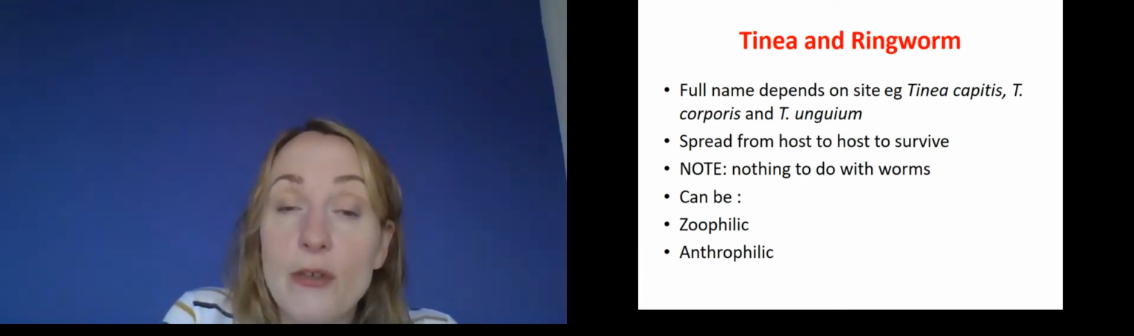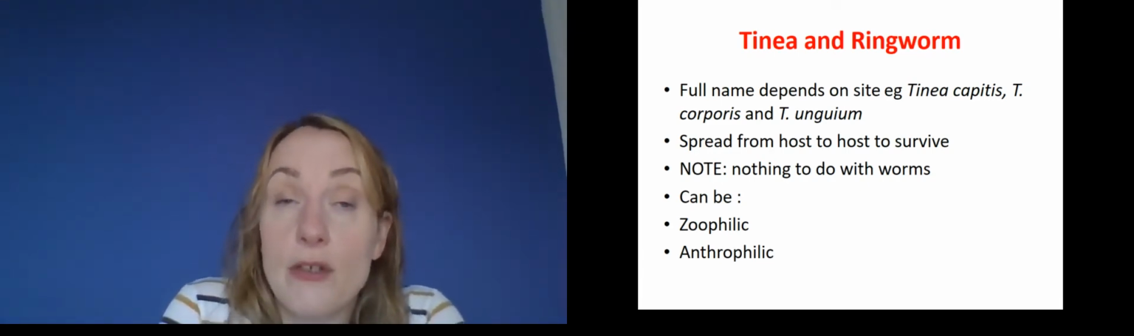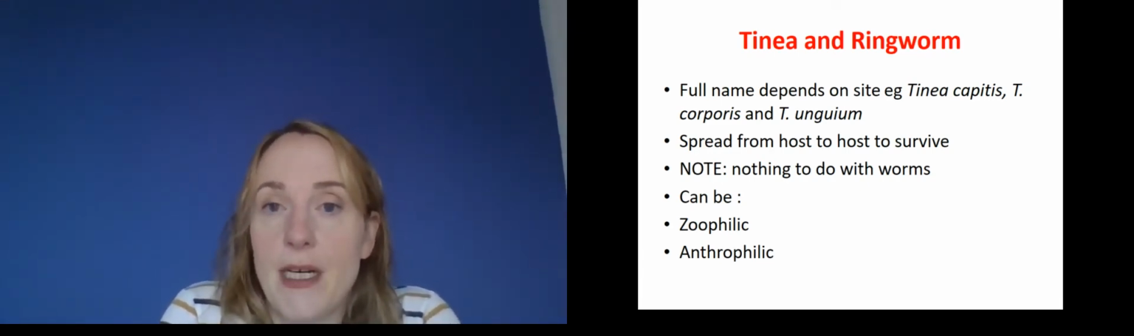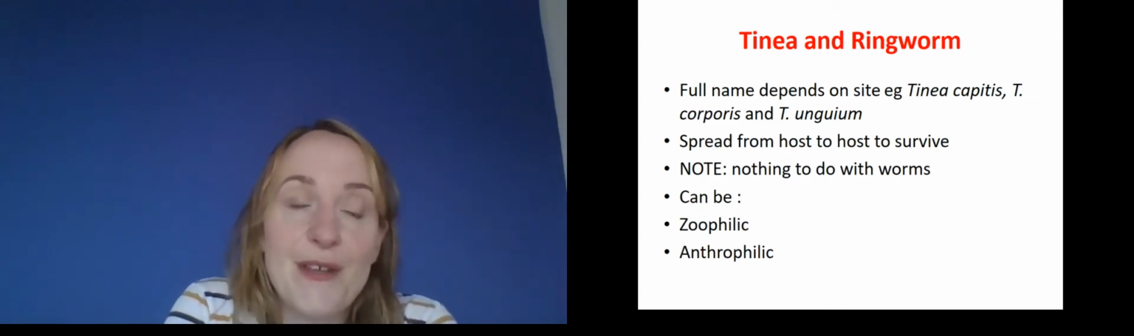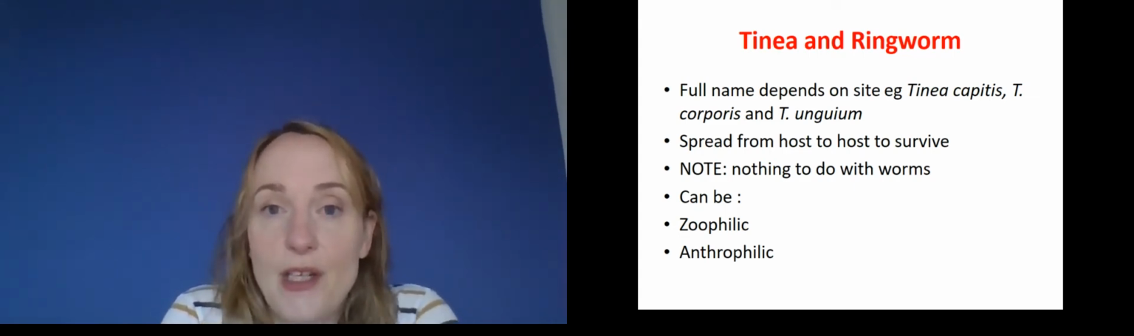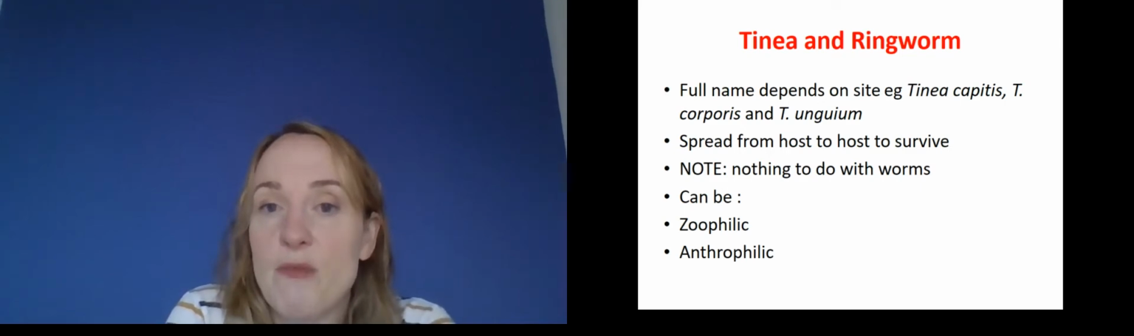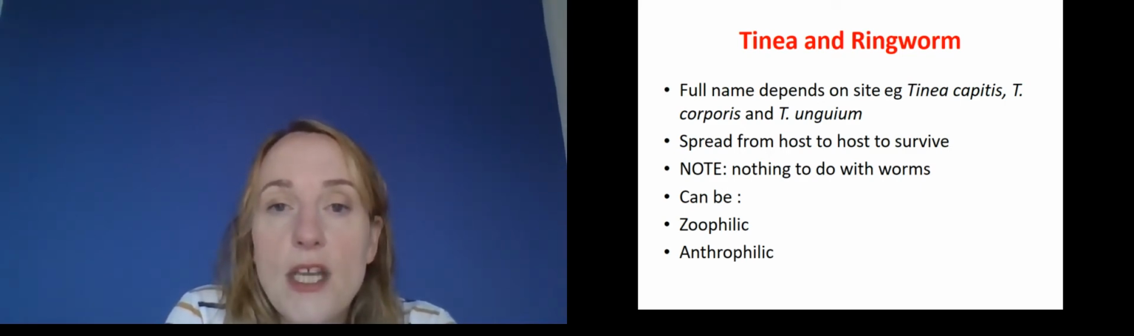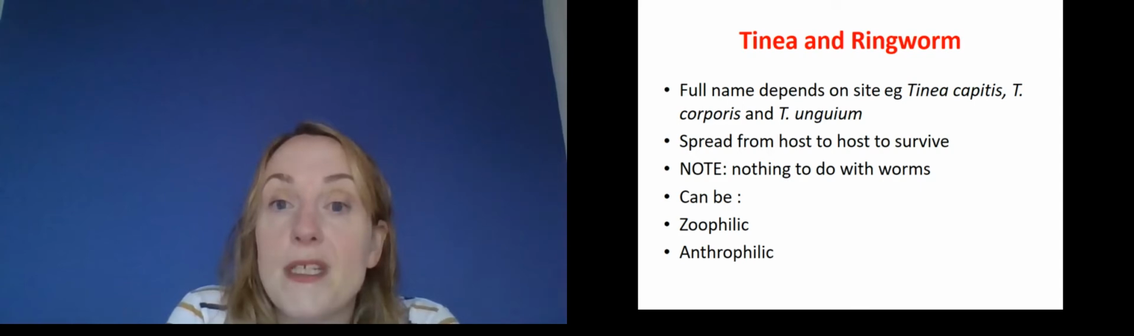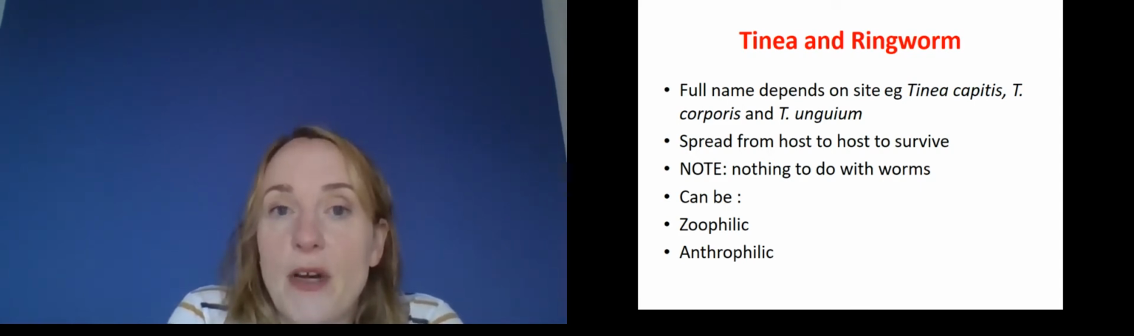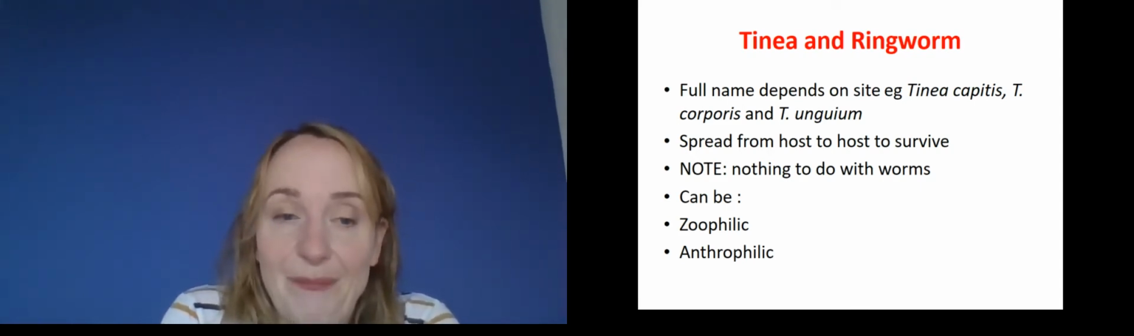The reason ringworm is called ringworm is because fungi often grow in circles. If you go outside and see where mushrooms grow, you'll see they grow in circles because they follow the nutrients, and that's how their hyphae grow and spread around. So that's also happening on our skin. So this characteristic ring-shaped rash caused by tinea was named ringworm. But please don't think it's got anything to do with worms, because it hasn't.